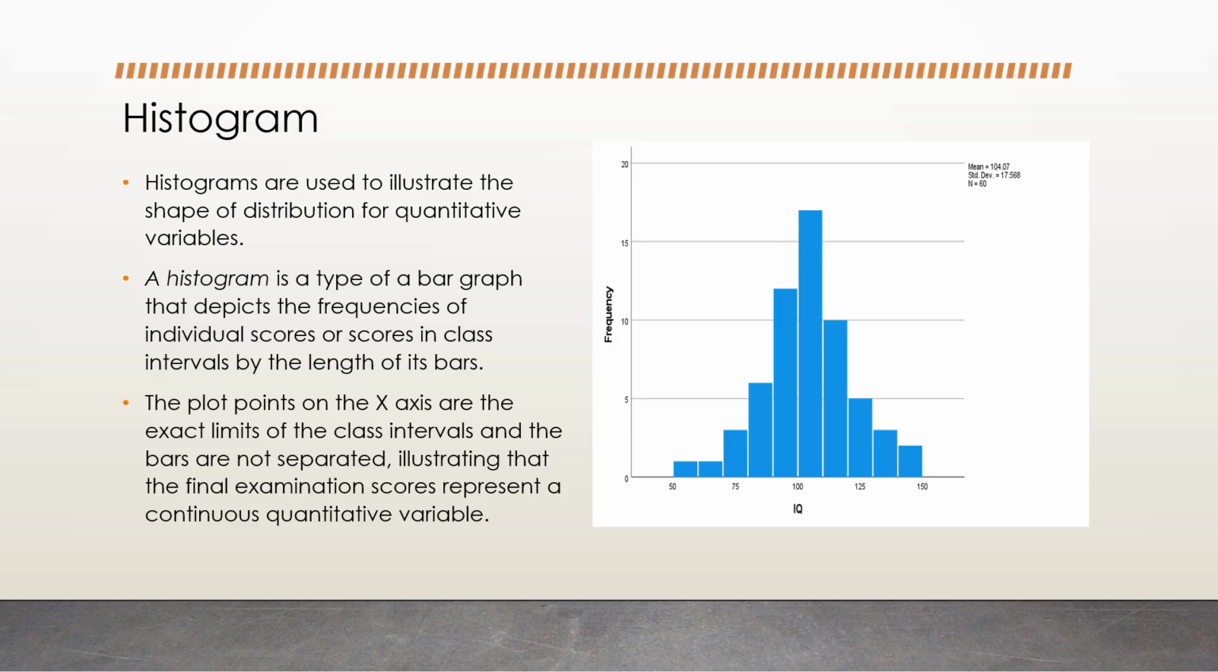A histogram resembles a bar chart, but the bars are not separated by spaces, indicating that the distribution represents a continuous variable. In my example, the IQ scores are divided into 10 intervals of width 10. We see 17 individuals with scores between 100 and 110, and 2 individuals with scores above 140.